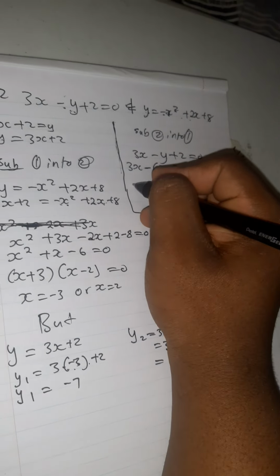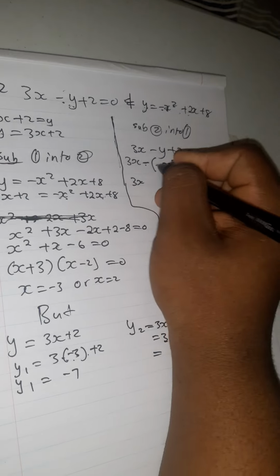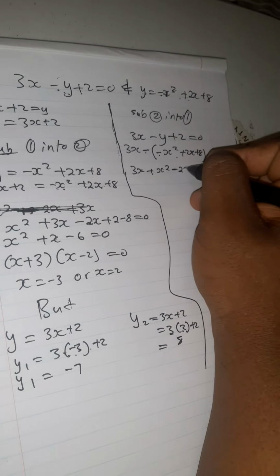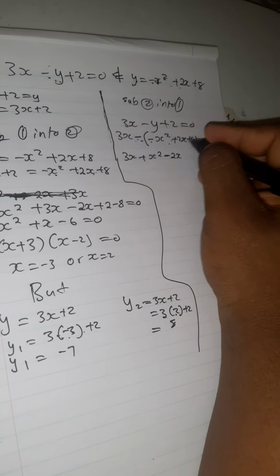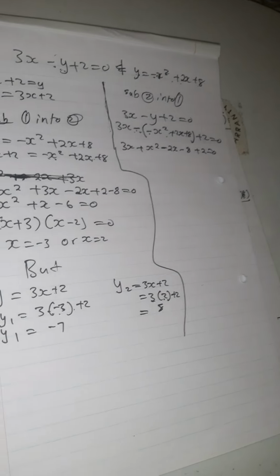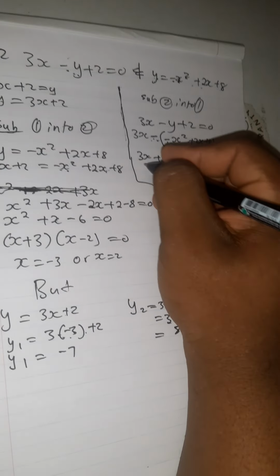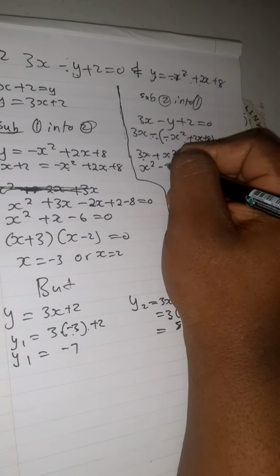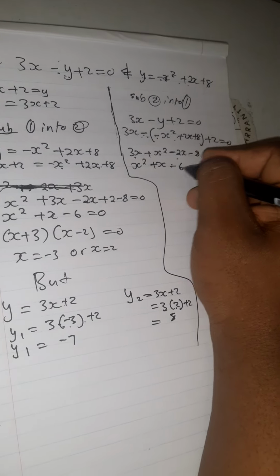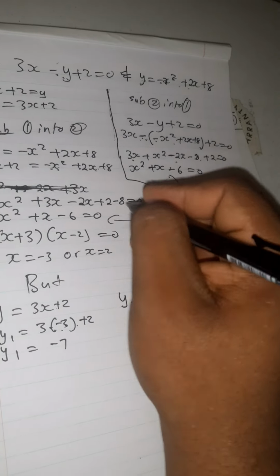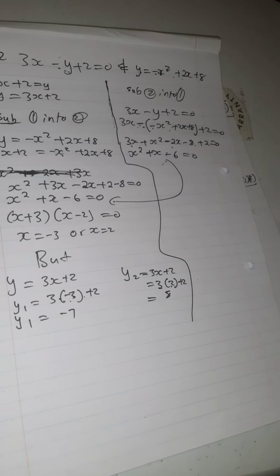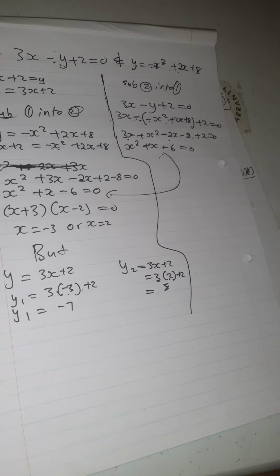Let's expand this one. 3x, a negative and a negative is a positive, so x² minus 2x, a negative and a positive is a negative, negative 8 plus 2 equals 0. Now I have opened my bracket, so let's do our math. The first one is x², 3x minus 2x is plus x, then negative 8 plus 2 is minus 6 equals 0. This takes us back to this equation, so I'm already done with my equation, and everything is now fine.